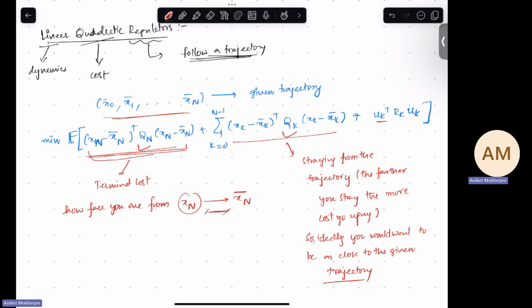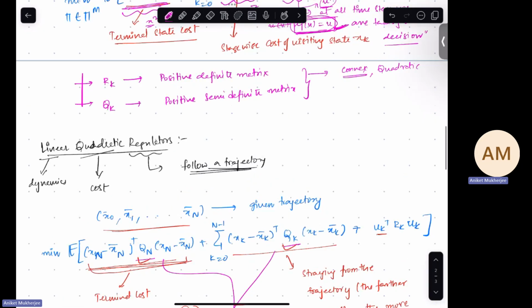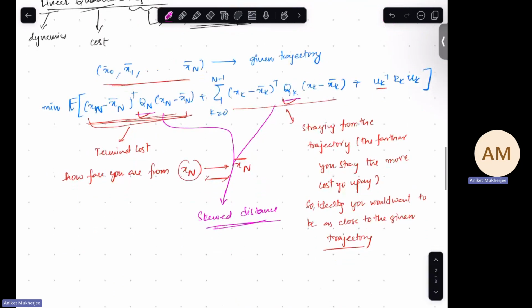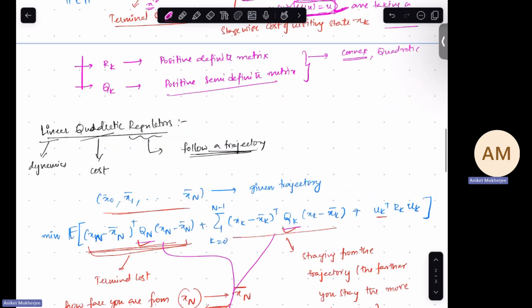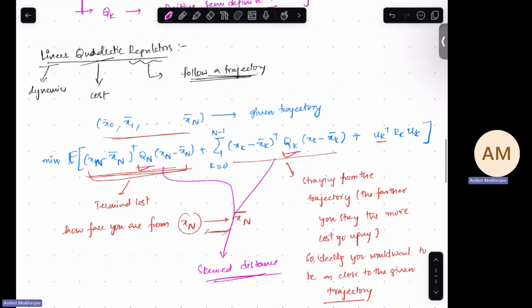So basically, these are skewed distances, not normal distances, skewed distances. You can make Qn identity, Qk identity. If they're identity, then they're obviously positive semi-definite. So you can make the Qns identity, and then get just the exact distance. But if you want some skewed distance also, you can put them in the cost, right? It depends on what problem you're solving for. In the cost function, you can change these Qns and Rks, but they need to be positive definite or positive semi-definite.